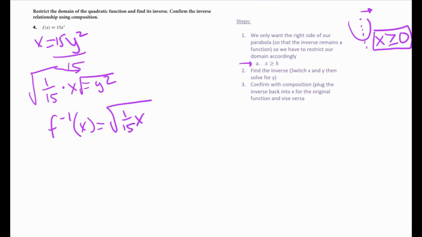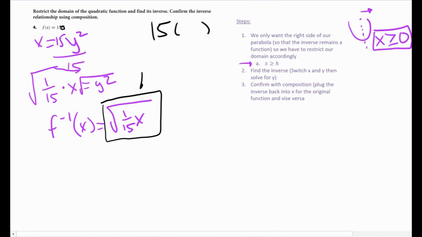Now, all I have to do to find out if this is actually the inverse or not is plug in everything that I just got for that x value in my original function. So instead of saying 15x squared, I'm going to say 15 times all this stuff here squared. So square root of 1/15x. Now, when I have a square root and I square it, squaring a square root cancels out. So when those cancel each other out, I'm left with 15 times 1/15x. 15 times 1/15 is just 1. So that leaves us with x, which tells me that I'm doing it right.